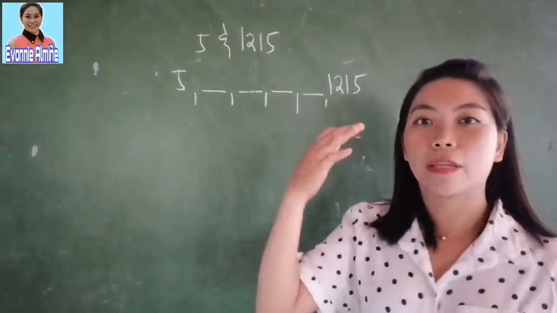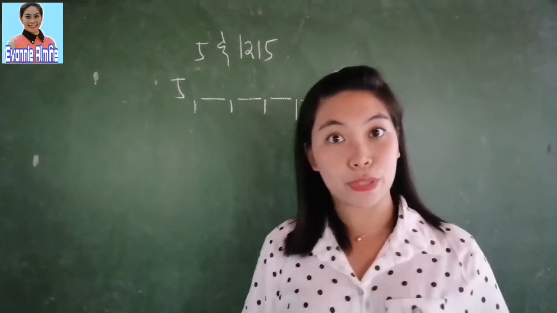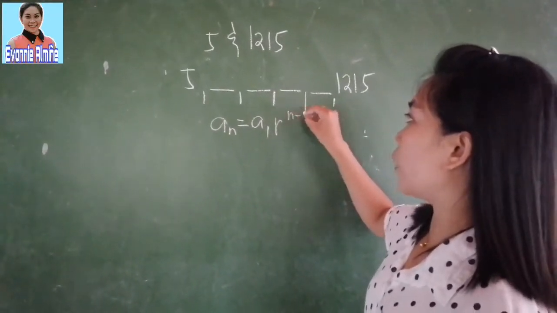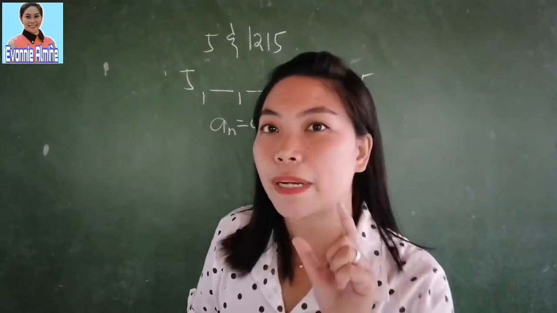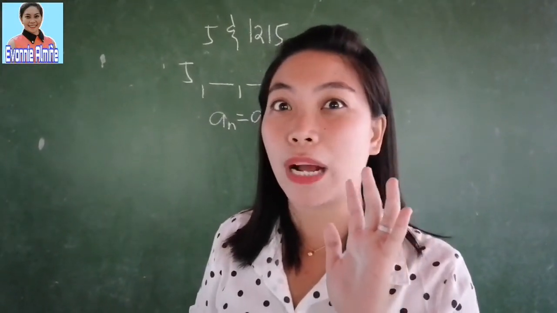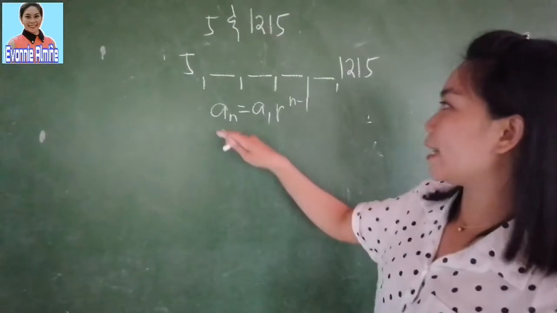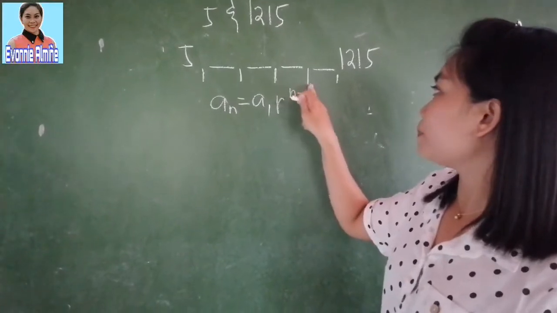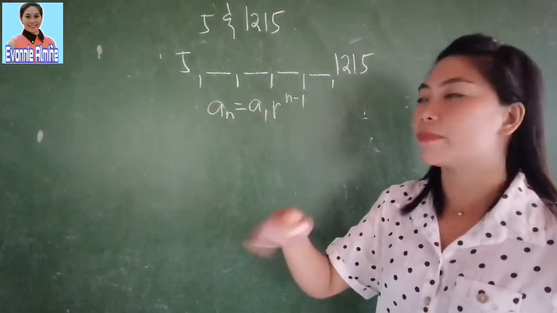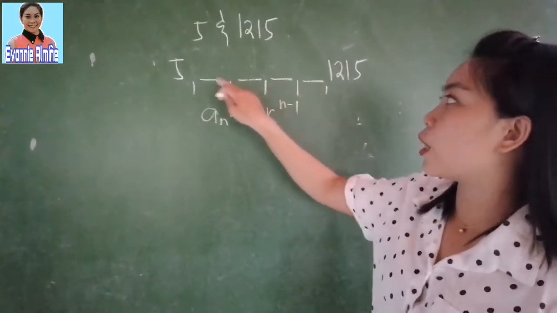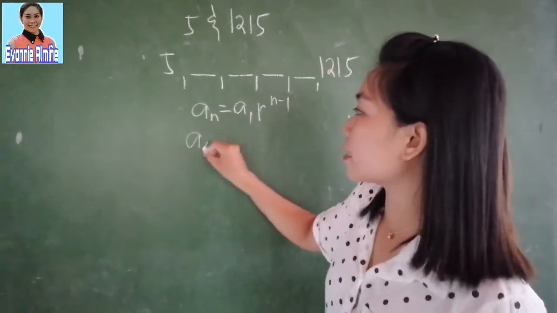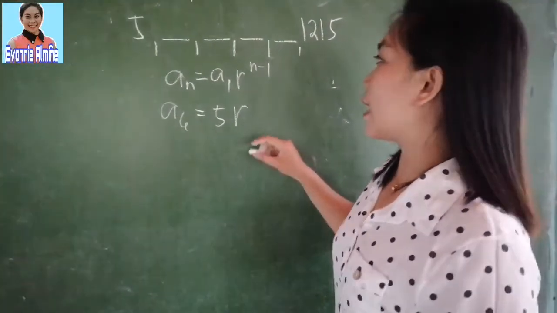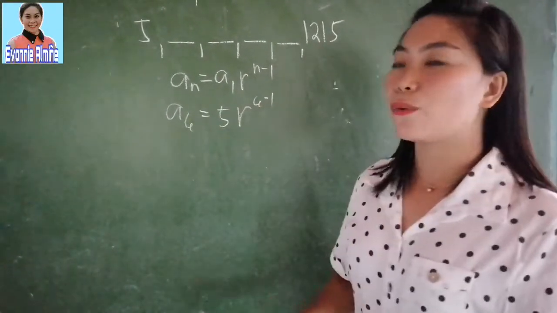Of course, gagamitin pa rin po natin yung formula para hindi po tayo maligaw. So, you have a sub n equals a sub 1 r raised to n minus 1. Okay, nakikipagsabayan po ako sa ingay po ng mga gumagawa ng bahay. Surot lang yan. Okay, so a sub n is equal to a sub 1 r raised to n minus 1. So, ilan yung number of terms natin? We have 1, 2, 3, 4, 5, 6. So, a sub 6, the first term is 5. Then, the common ratio is unknown. Then, you have 6 minus 1.